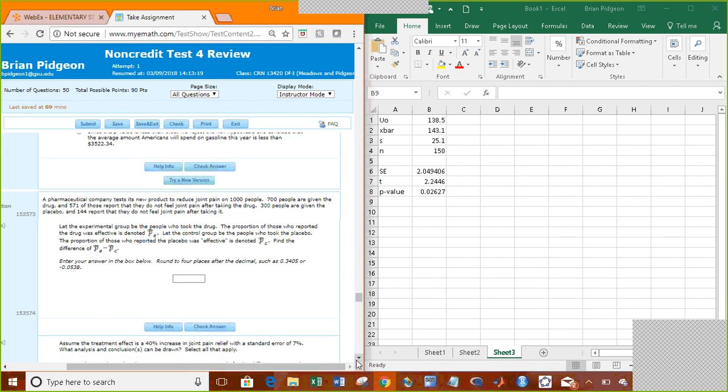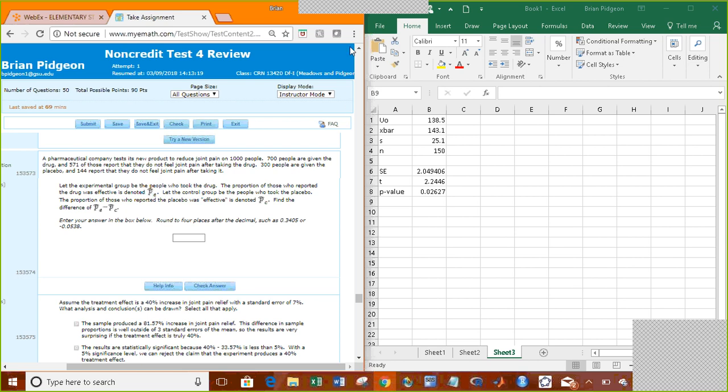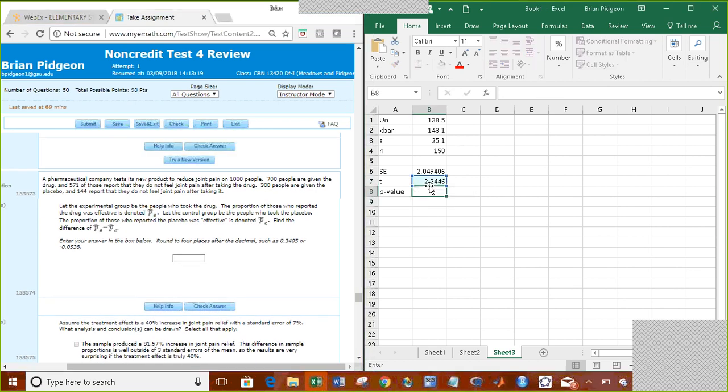Alright, this is actually what I wanted to get to. 2 sample proportion problems. Alright, so a pharmaceutical company tests its new product to reduce joint pain on 1,000 people. So some of you are given the drug, some of you are given the placebo. So this one's pretty good. Now we're moving on to 2 proportions here, and making inferences about the difference of proportions. So really we have 2 groups here. We have people getting a drug and people getting a placebo.